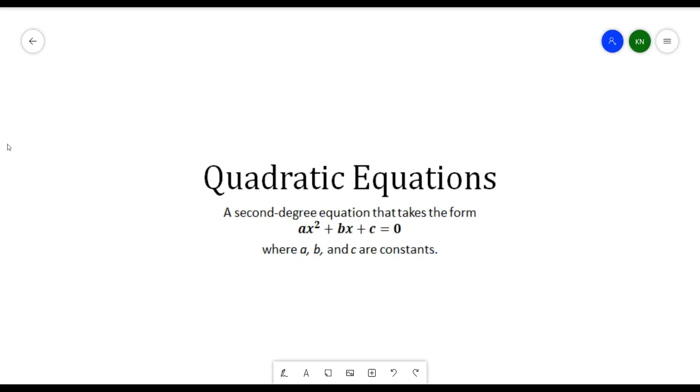Hello everyone, in this video we will be discussing quadratic equations. A quadratic equation is a second degree equation that takes the form ax squared plus bx plus c, which is equivalent to 0.